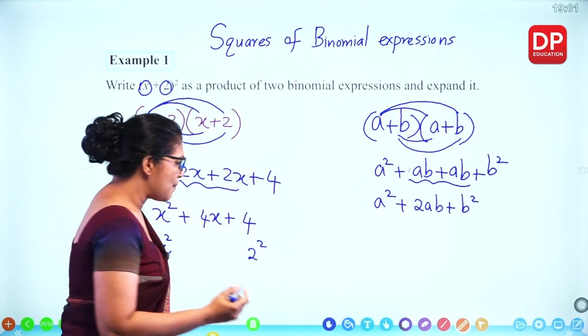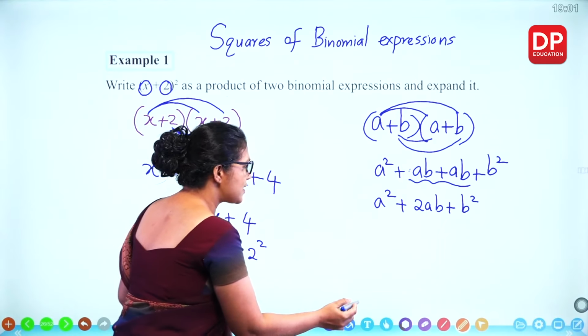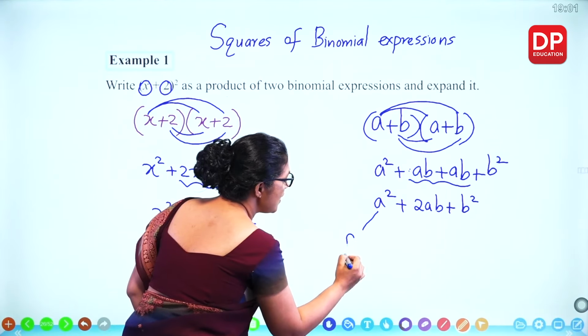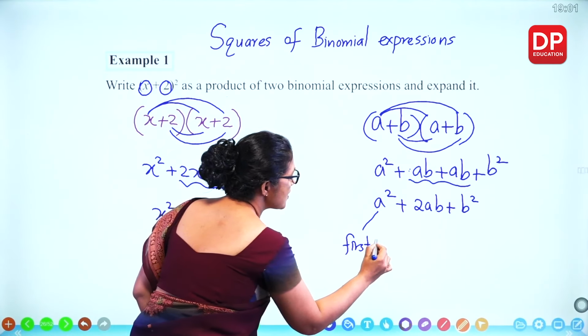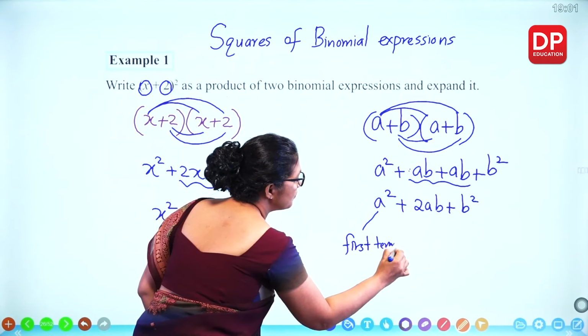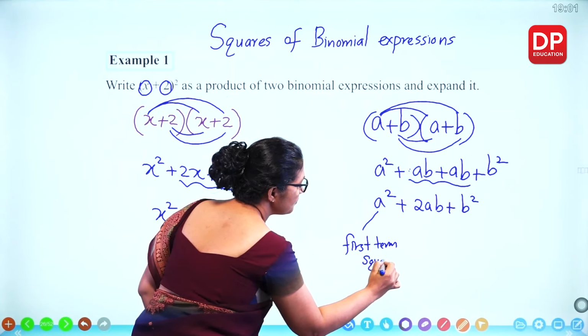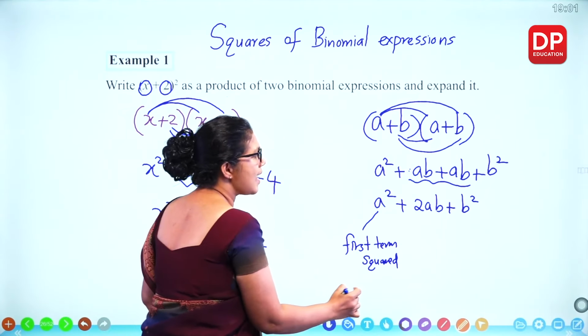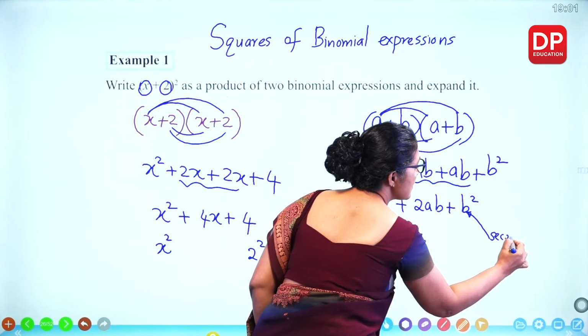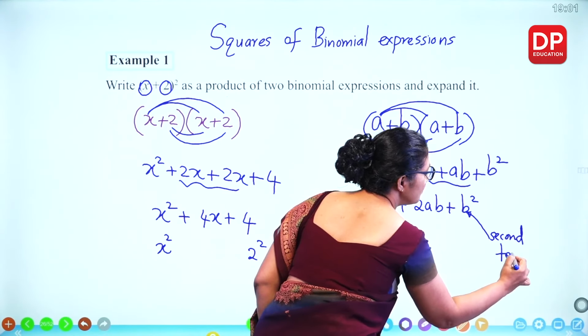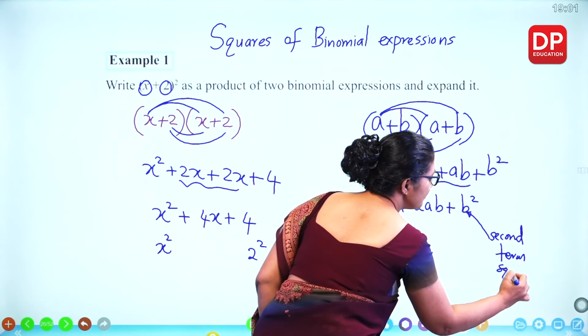So, what is the pattern you see? You see this is the first term squared. What's the last term? That's the second term squared.